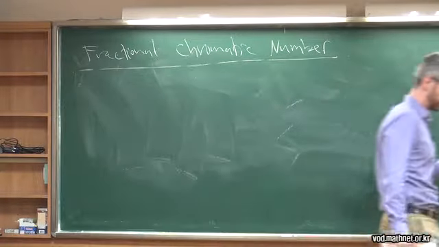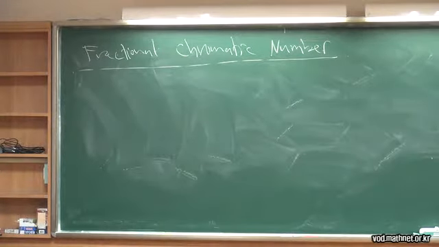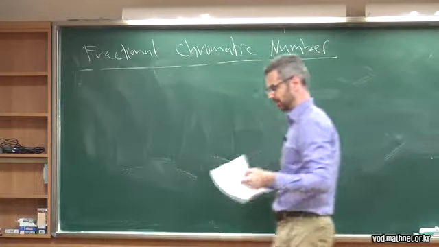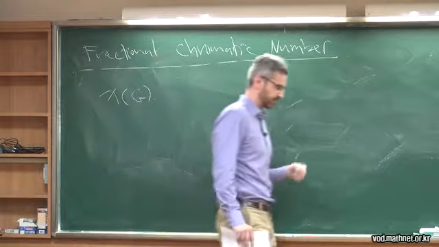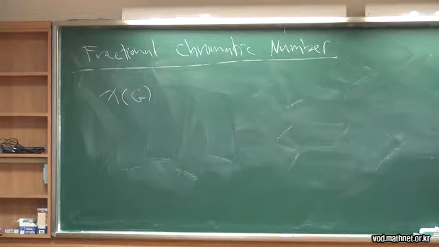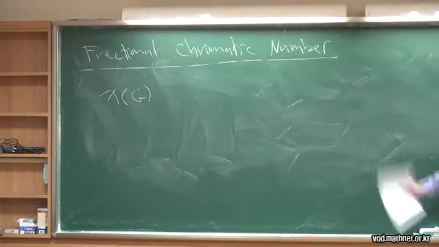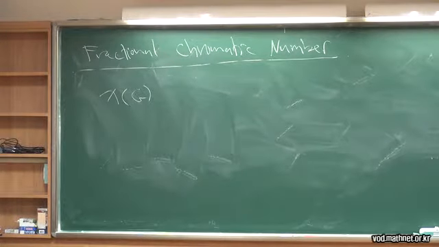So I'm not actually going to give you the standard, proper definition of fractional chromatic number. Fractional chromatic number comes from the fact that you can express the chromatic number of a given graph G as the solution to an integer program. Once you have an integer program, the natural thing to do is to relax it to a linear program. The optimal solution to that linear program is called the fractional chromatic number of your graph.